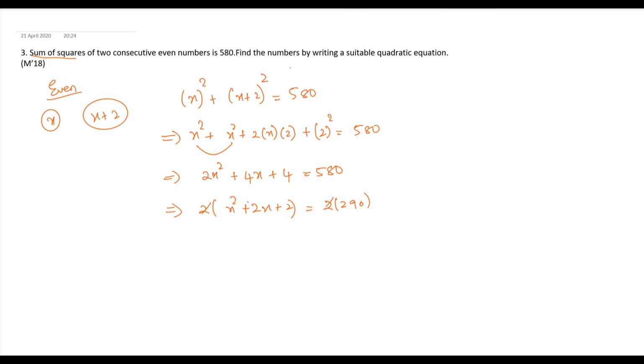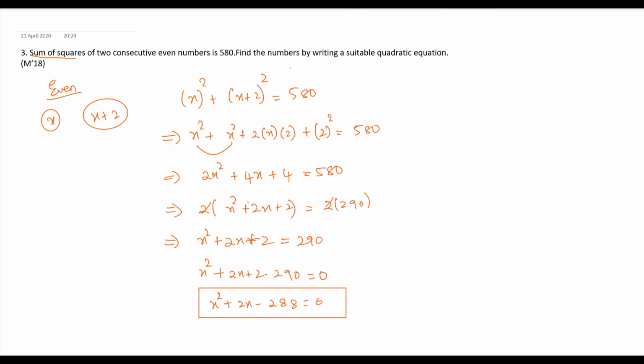2 cancels over here, both sides will be left with x square plus 2x plus 2, which is equal to 290. That is x square plus 2x plus 2 minus 290 is equal to 0. x square plus 2x minus 288 is equal to 0. Therefore, this is the required quadratic equation which can be solved by using minus b plus or minus root over b square minus 4ac by 2a. Just substitute the coefficients and find the numbers.